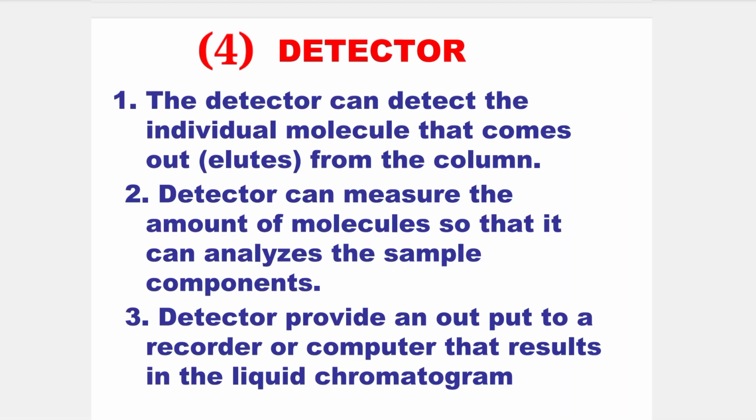Number 4 is the detector. The detector can detect the individual molecules that come out from the column. The detector can measure the amount of molecules so that it can analyze the sample components. The detector provides an output to a recorder or computer that results in the liquid chromatogram.